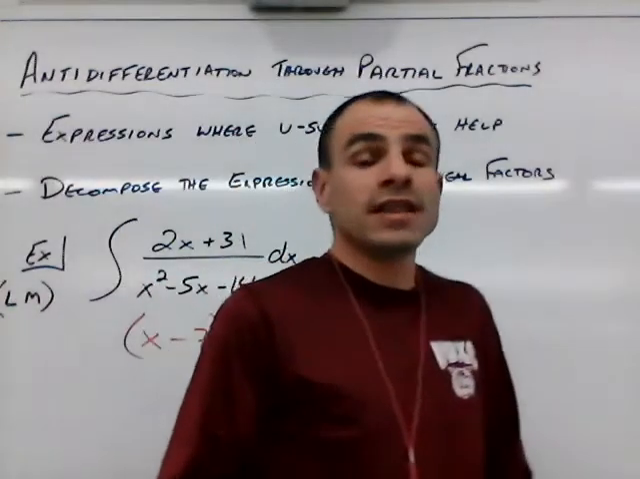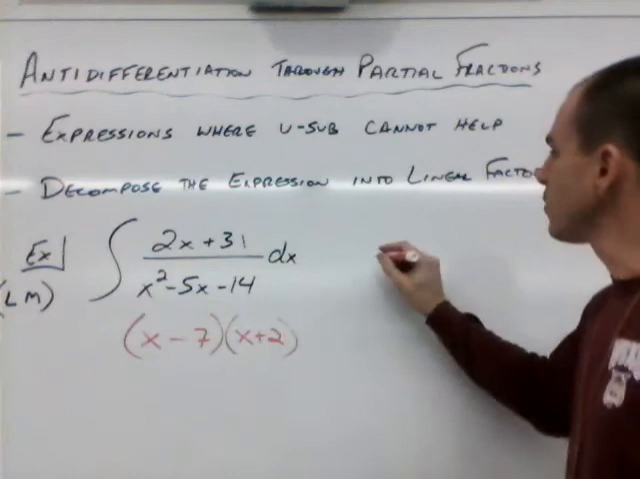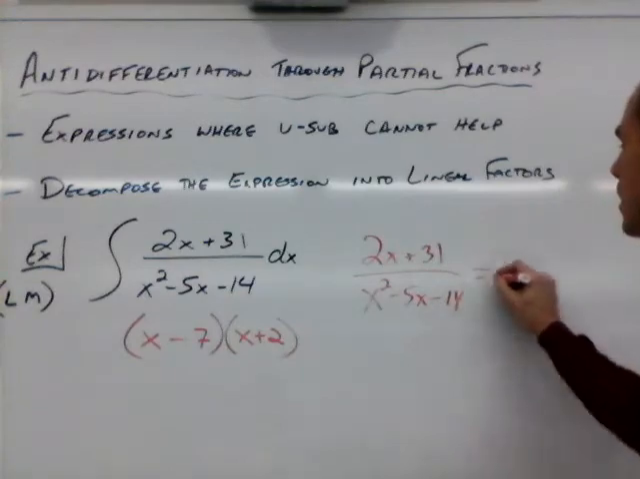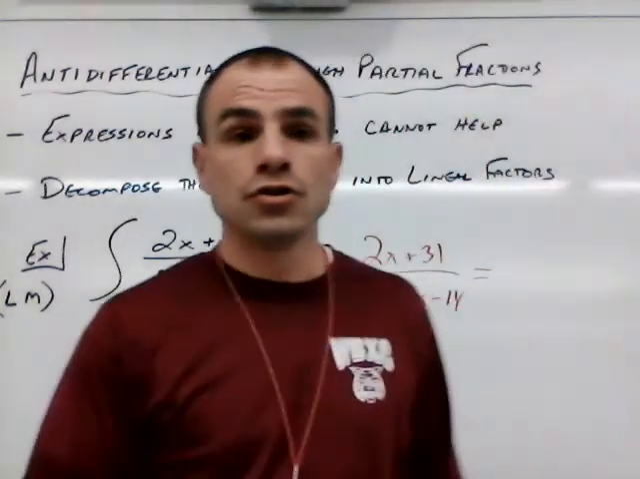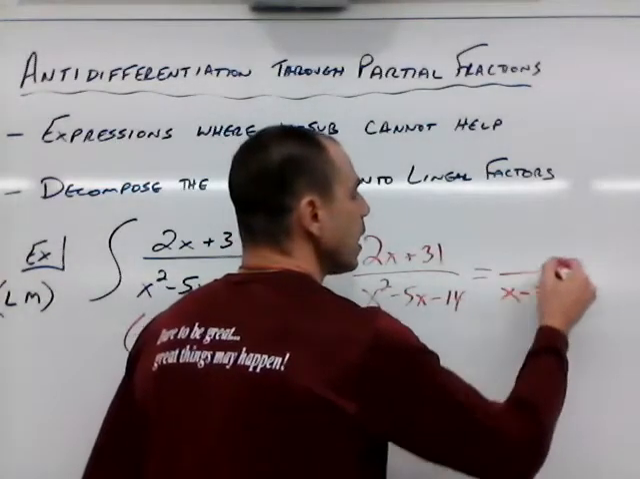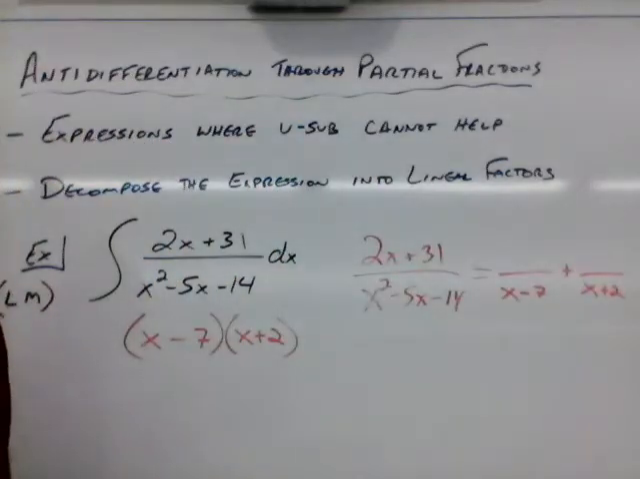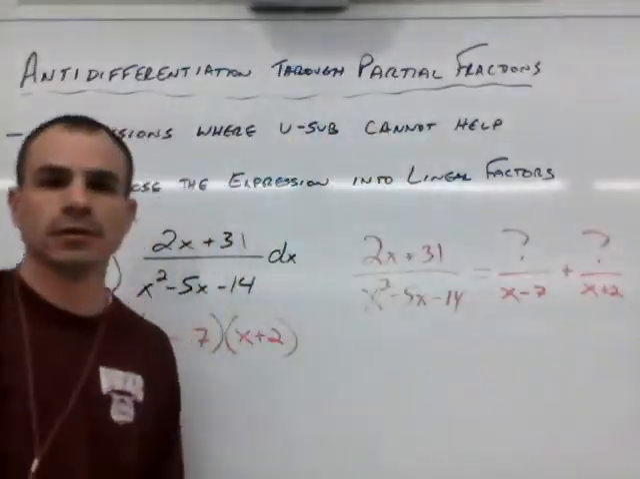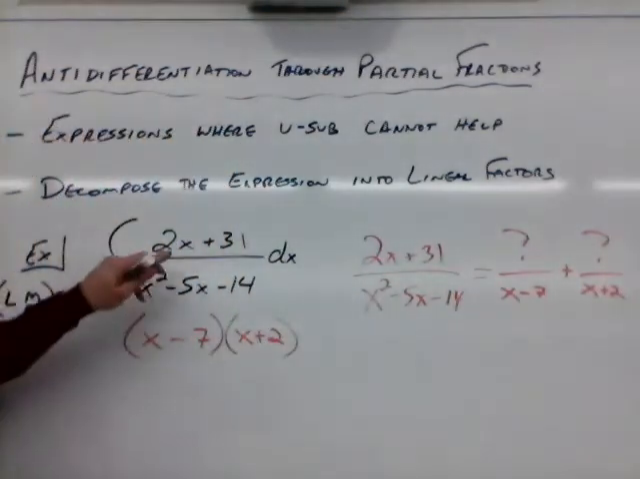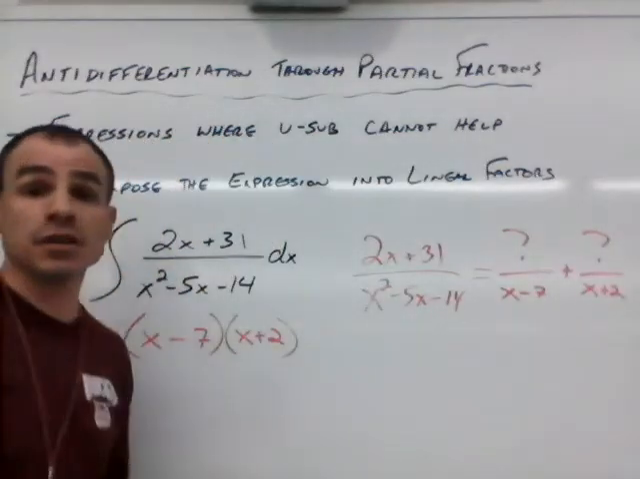So what does that mean? Well, that means that this expression, 2x plus 31 over x squared minus 5x minus 14, is equal to the sum of two expressions. One expression has x minus 7 in the denominator, and the other expression has x plus 2 in the denominator. Now, we don't know what's up here right now, but if we can figure that out, then we can sub these two expressions in, since they're going to be equal to each other.